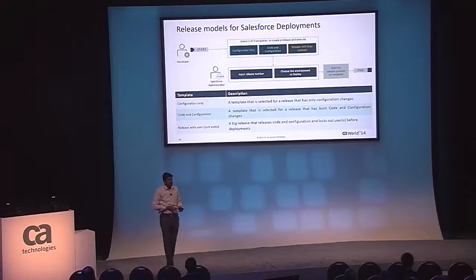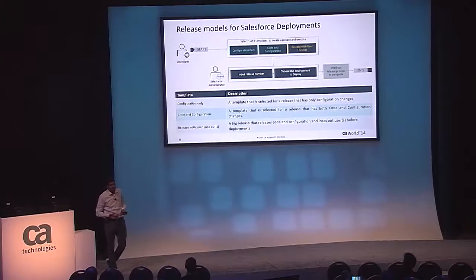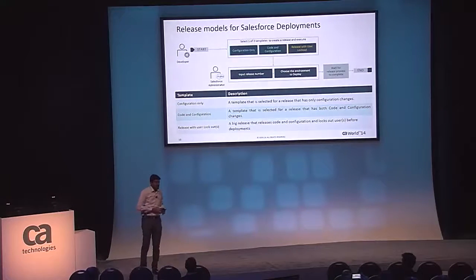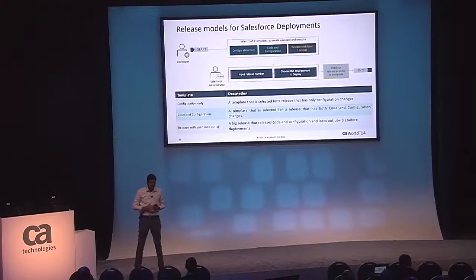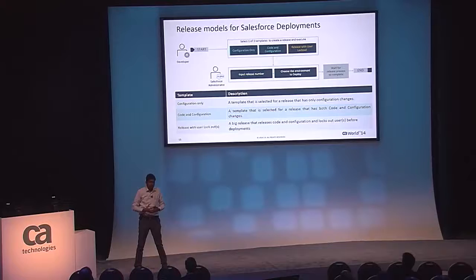So I'll talk a bit about the various release models that we have built in Salesforce, right? As you understand, Salesforce is a platform which has code, config and data. The way we came up with this release model is, as of now, we have 3 release models. We are definitely going to extend a little more. You could have a deployment which is only configuration, right? You could have a deployment which is code and configuration, right? And then you could have a release with user lockout.